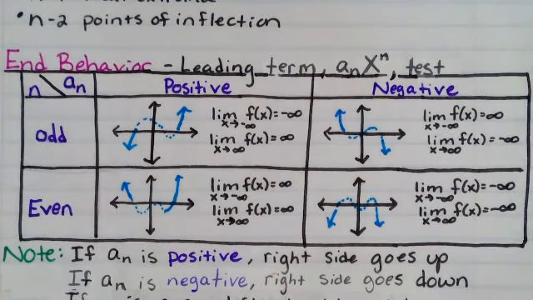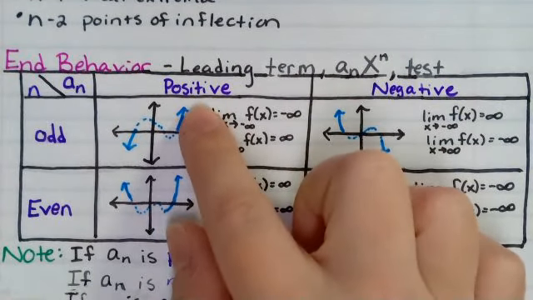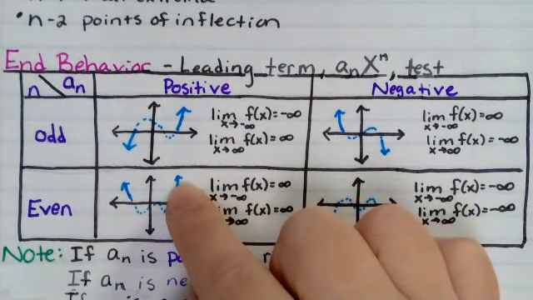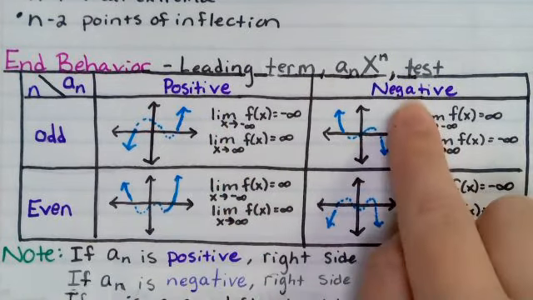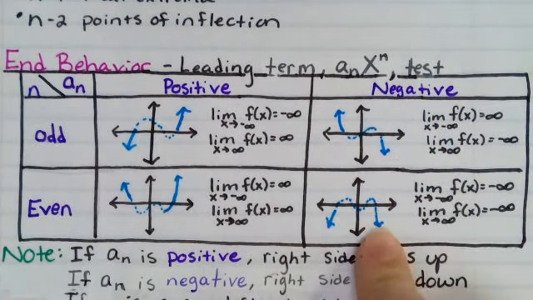Now here's the other thing I want you to look at. Look at what's going on when the leading coefficient is positive. Do you see how the right side is going up in both of those cases? Whereas when the leading coefficient is negative, do you see the right side is going down for both of those? That's a really easy way to visualize this graph.